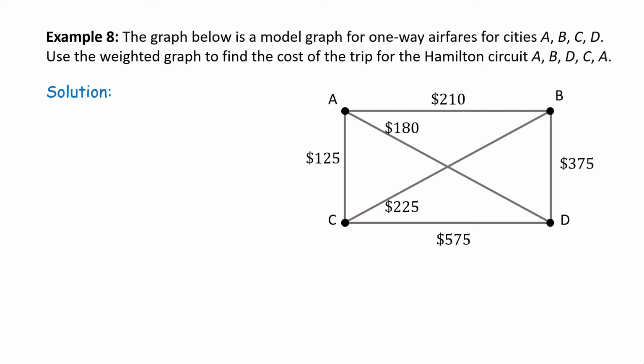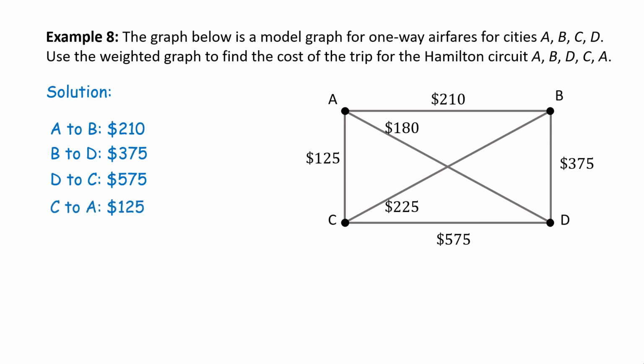Our first leg of the trip is A to B, and that's a $210 flight. The next leg is B to D, and that's a $375 flight. The flight from D to C is $575, and the flight from C to A, that's back to our starting point, is $125.